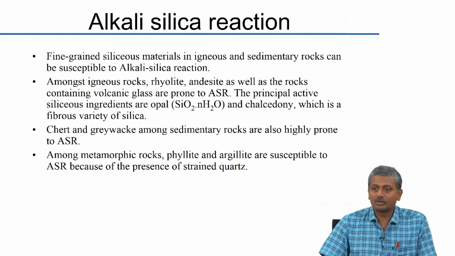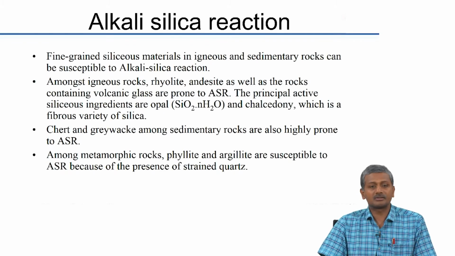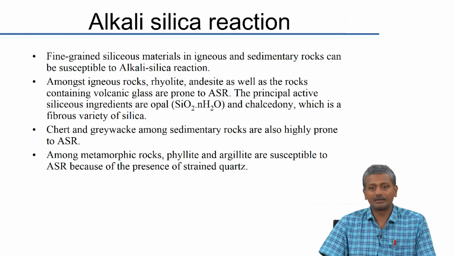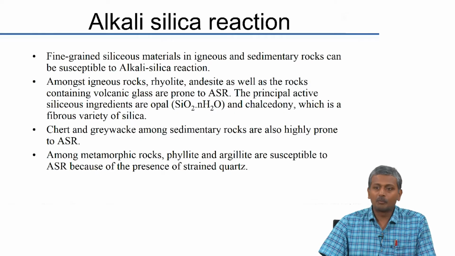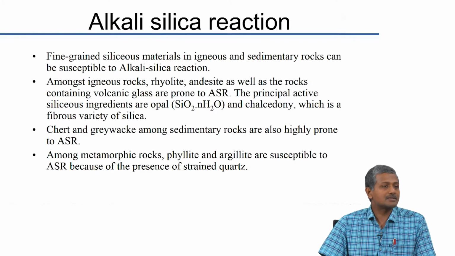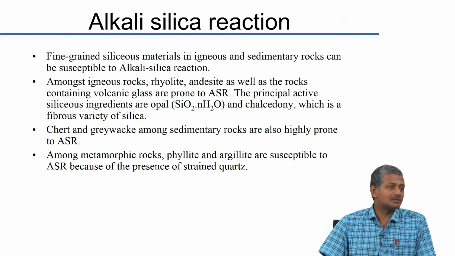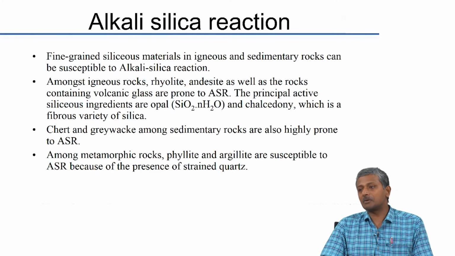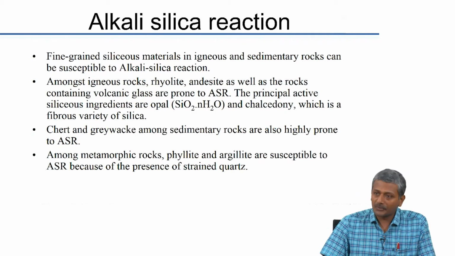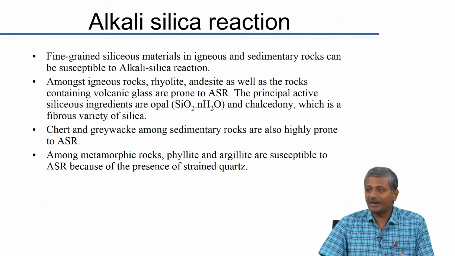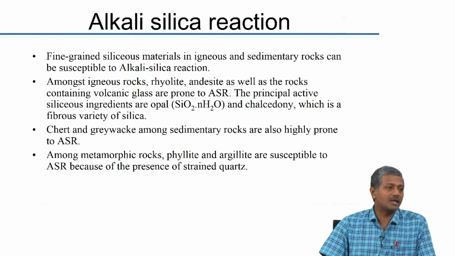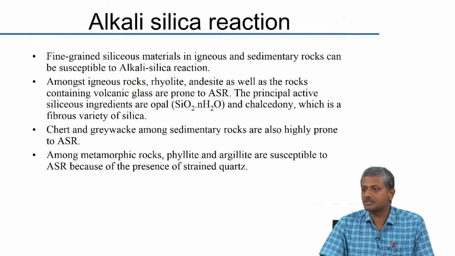Alkali-silica reaction obviously is the most important consideration when choosing a certain type of rock for your concrete aggregate. You know that we have a pore solution in cement paste which is highly rich in alkalis, and these alkalis are available to react with the reactive silica that can be present in certain types of aggregate. The entire mechanism of ASR we will discuss in a later chapter, but essentially fine grained siliceous minerals in igneous and sedimentary rocks are susceptible to reaction with alkalis which are released from the cement mostly.